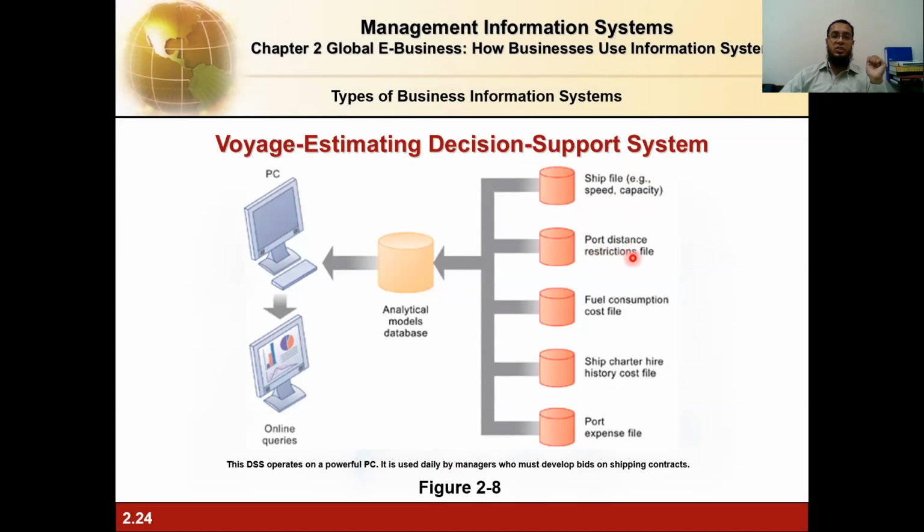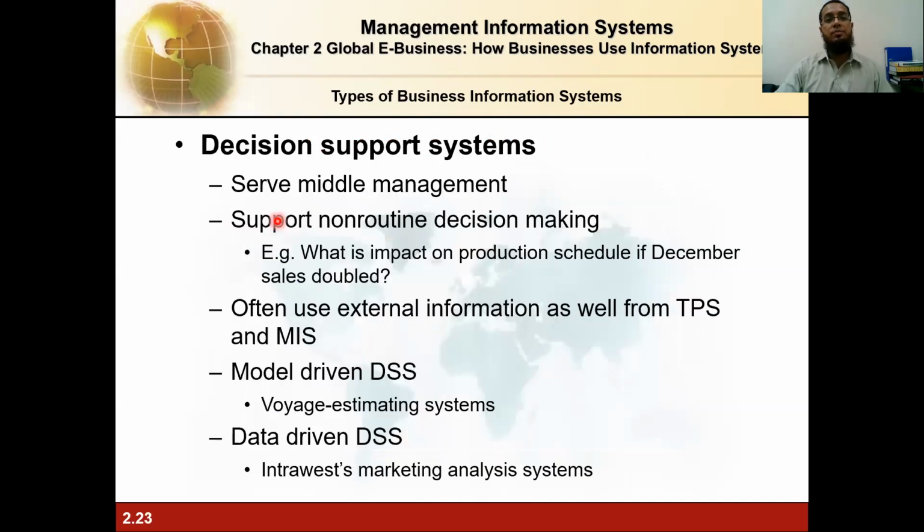Then a port distance restriction file. Then they have a fuel consumption file, ship charter hire history, cost file, port expenses, etc. Then this goes to the analytical model databases, where they have an optimization model. This could be integer programming, linear programming, a combination such as mixed integer linear programming, and so on. It goes to the PCs, and then online queries are answered. This is the example of the voyage estimation system.